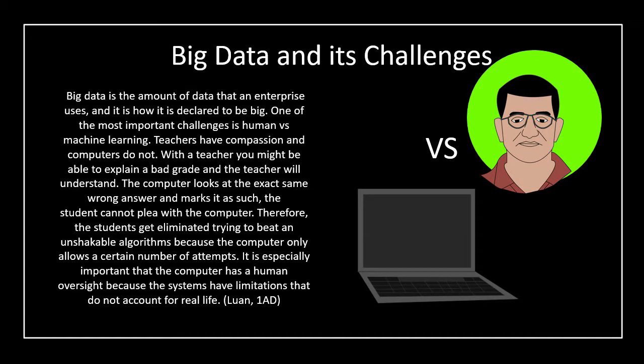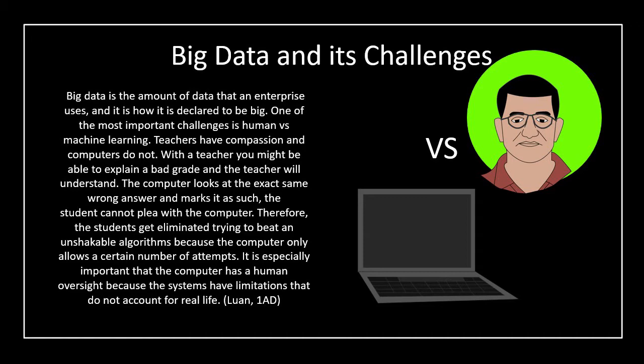Therefore, students get eliminated for trying to beat unshakable algorithms because the computer only allows a certain number of attempts. It is especially important that the computer has human oversight because the systems have limitations that do not account for real life.